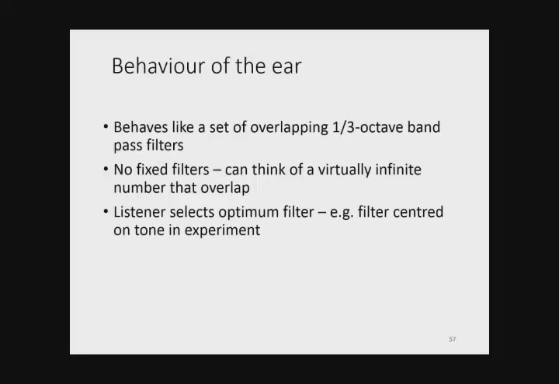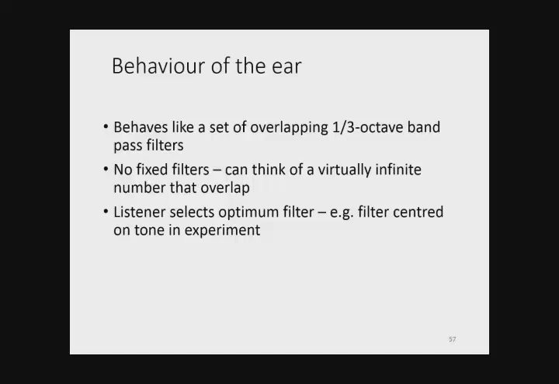Okay, so summary: the ear behaves like a set of overlapping 1/3 octave bandpass filters. So you've got a bandpass filter around 1,000 hertz, and you've got a bandpass filter around 2,000 hertz, and inside the filters everything interacts, and outside of the filter it doesn't interact. But they're obviously not fixed. You don't have one filter at 1,000 hertz. You've got an infinite number of filters, but these are actually all roughly a third of an octave wide.